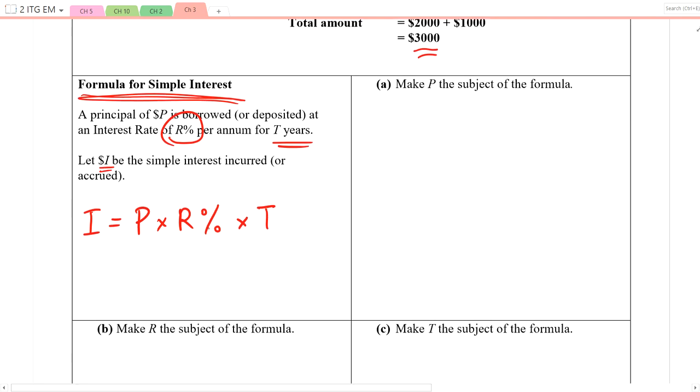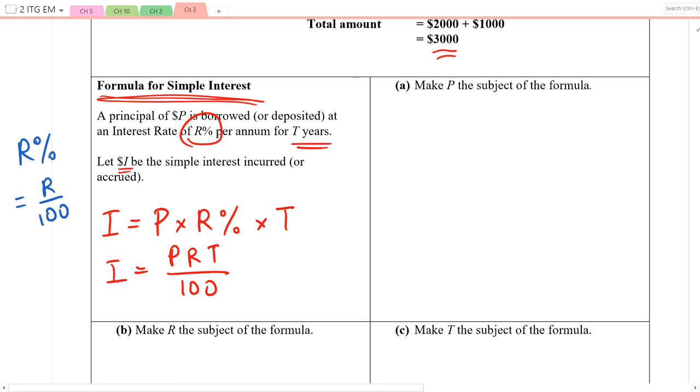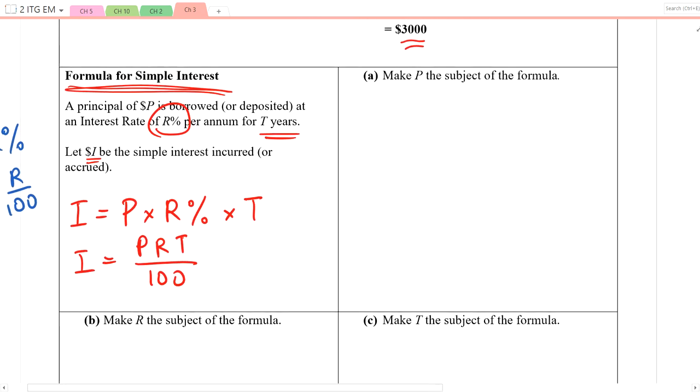And because I don't like to see this percentage symbol over here, we recall that we learned R% is actually equals to R over 100. So replacing that, we have I equals PRT over 100. So this is the formula that we have for simple interest.